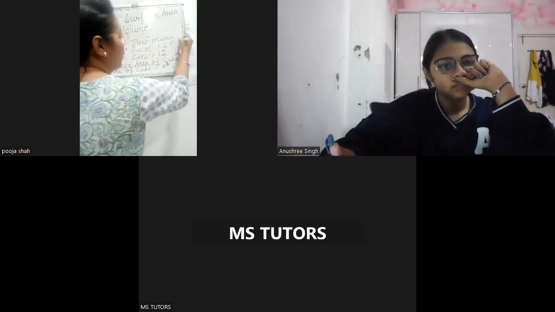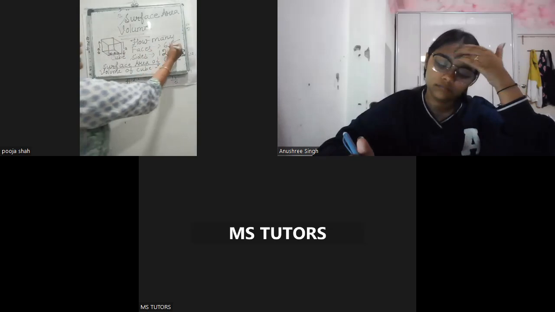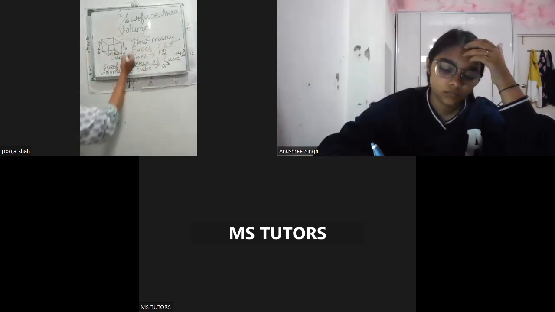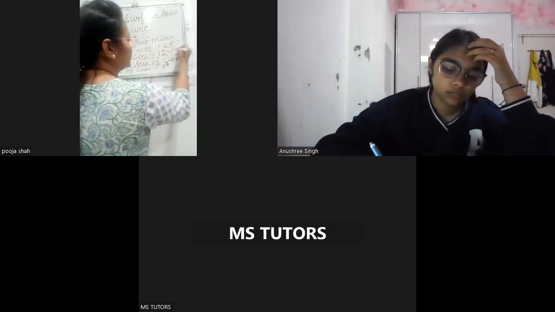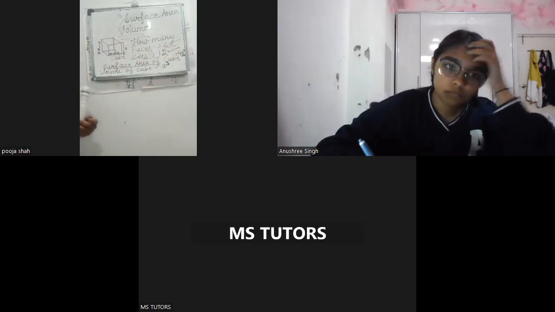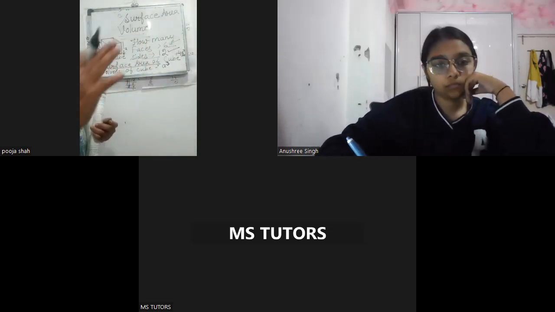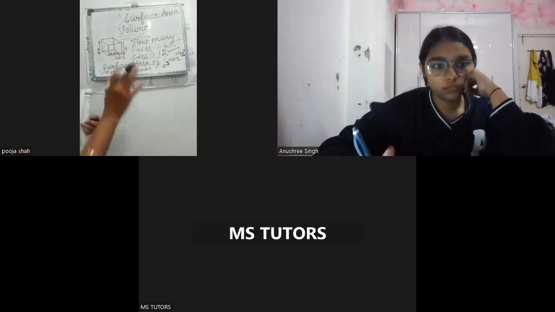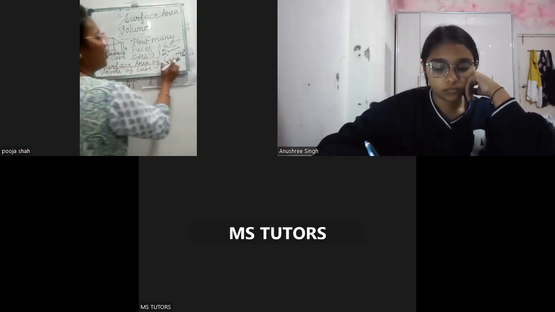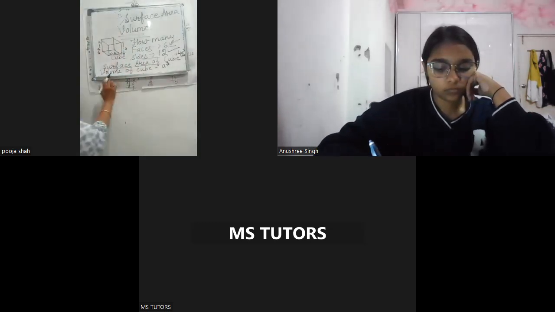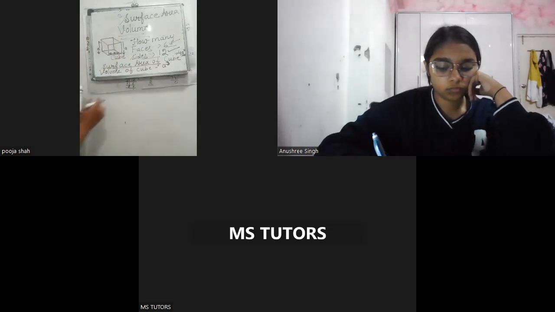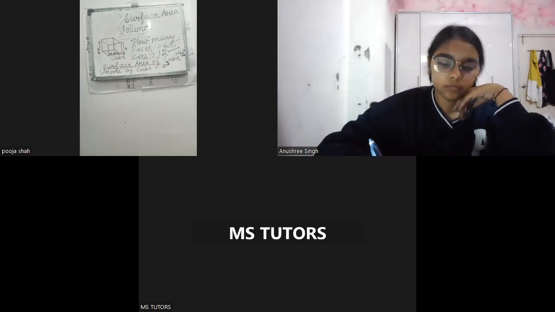You already know how many faces are there in the cube. There are 6 faces. How many sides are there in the cube? There are 12 sides. And you already know that all sides are equal. You only have to learn that the surface area of a cube is 4a², and the volume of a cube is a³. Understood?